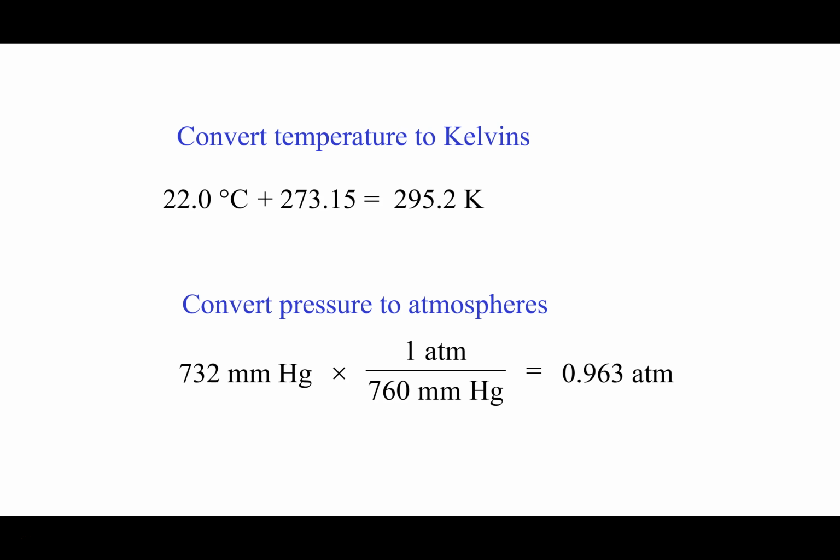So now, as far as I can tell, we're ready to go ahead and take these 3 values and plug them into that equation over there. V is equal to nRT over P.